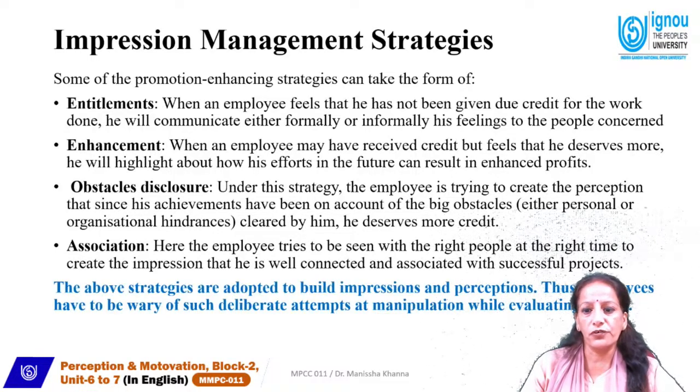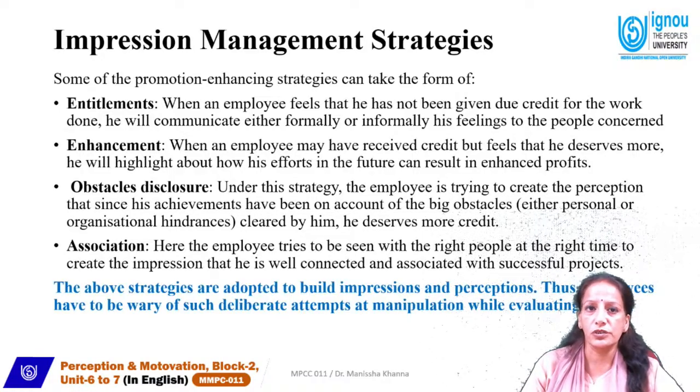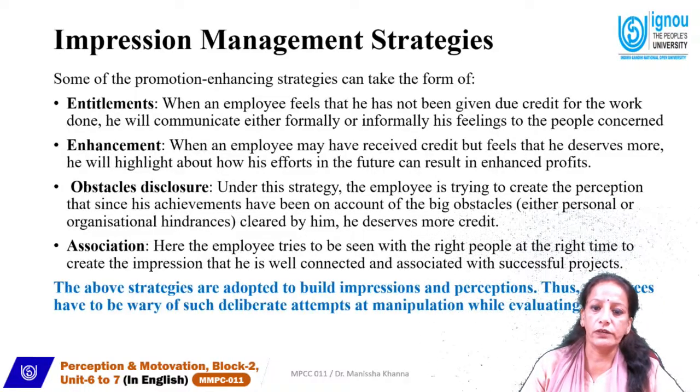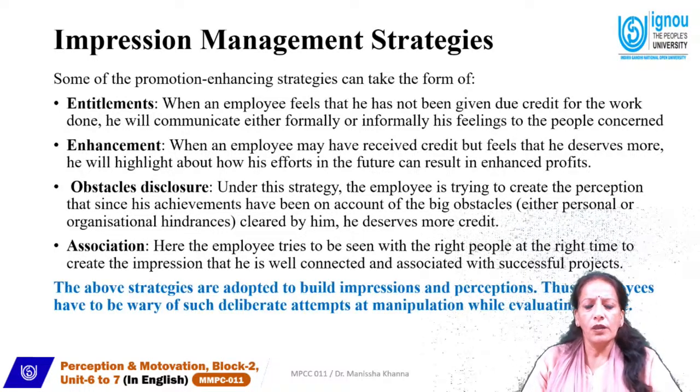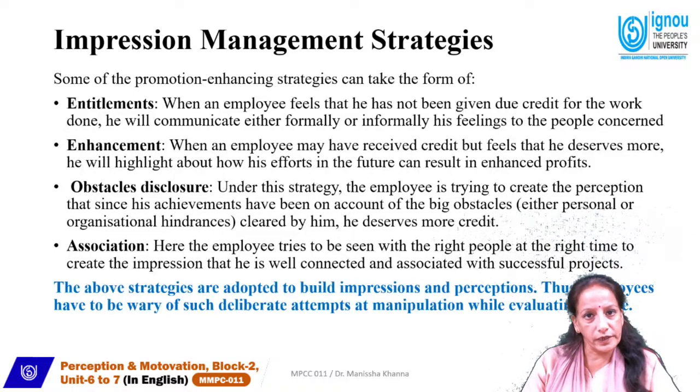Obstacle disclosure refers to when an employee is trying to create the perception that his achievements have been on account of big obstacles. Whereas association is when an employee tries to be seen with the right people at the right time, to create the impression that he is well connected and associated with successful people. These strategies are all adopted to build impressions and perceptions. Employees have to make deliberate attempts to manipulate while evaluating people.